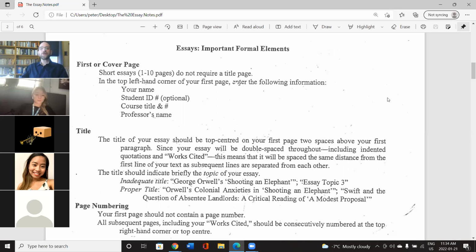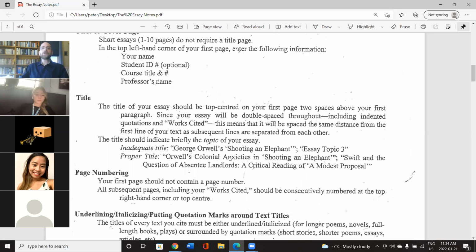And I want to talk just for a second about this. The title should indicate the text that you're going to deal with and the topic of your essay. Here's some poor titles. George Orwell, Shooting an Elephant. That's not a title. That's the title of George Orwell's story. That's not a title of your essay.